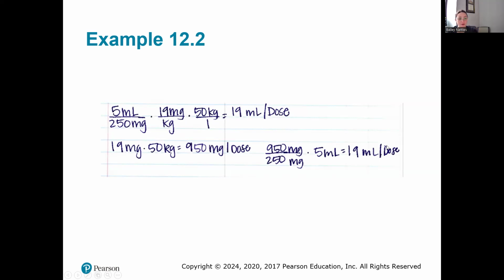Okay, so if I was doing the desired over have, I have to figure out my milligrams per dose. So for every kilogram, they get 19 milligrams. So I need to multiply 19 by 50, and that gives me 950 milligrams per dose. So that's my new desired, 950 milligrams. I have 250 milligrams in 5 mLs. So divide and multiply by 5, it's 19.